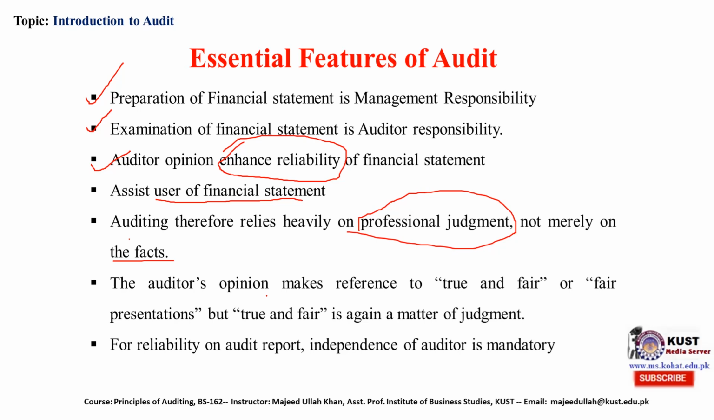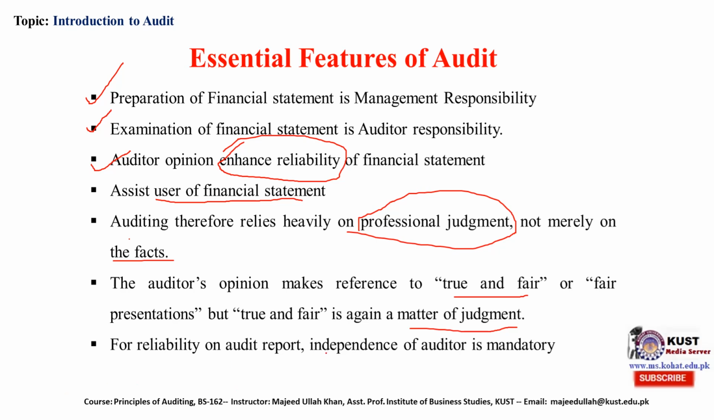The auditor's opinion makes reference to true and fair view. This true and fair view is not a real fair presentation, but again a matter of judgment. So the auditor never says that it is a true and fair view. It is according to our judgment, the financial statements give a true and fair view. So the true and fair view is again a matter of judgment itself.